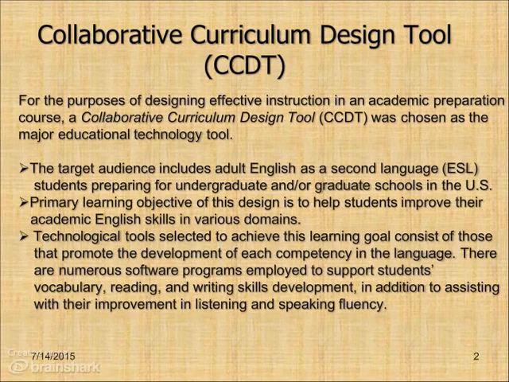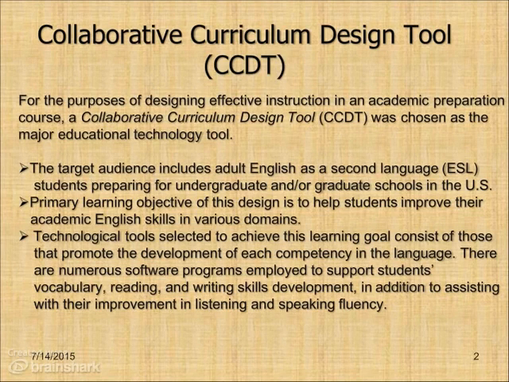First of all, I want to start with the definition and the characteristics of CCDT, in other words, the Collaborative Curriculum Design Tool. For the purposes of designing effective instruction in an academic preparation course, also a high intermediate to low advanced ESL course, a collaborative curriculum design tool was chosen as the major educational technology. The target audience includes adult English as a second language students preparing for undergraduate and/or graduate schools in the US. The primary learning objective of this design is to help students improve their academic English skills in various domains.